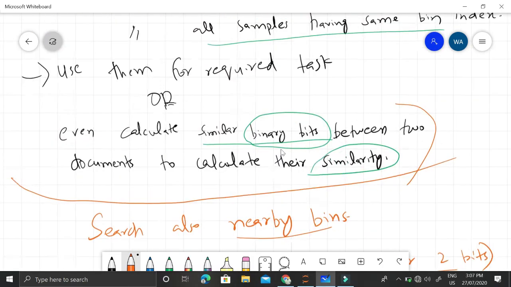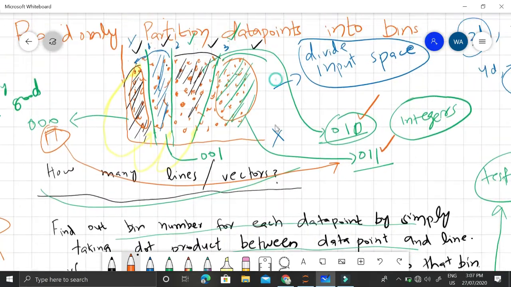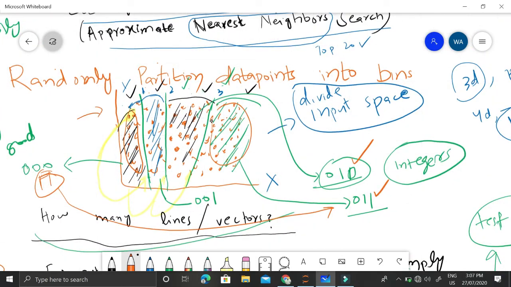Let me jump to the notebook and quickly make you understand how it works. There are basically 2 main functions. One is for this general case, and another one is for searching the nearby bins. Once these 2 functions are clear, everything is clear, and these 2 functions are really easy once you understand this division of space into subspaces by randomly drawing these vectors or lines, and then for a query point, just retrieving the bin number and retrieving all the samples in that bin number and using them for different calculations.